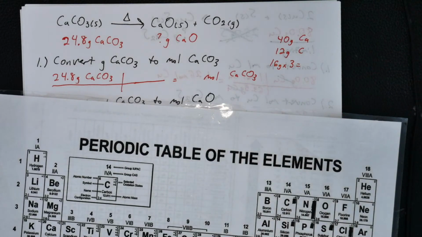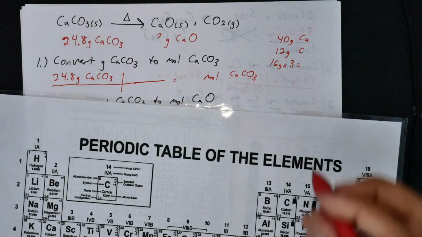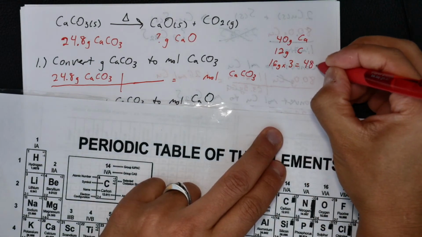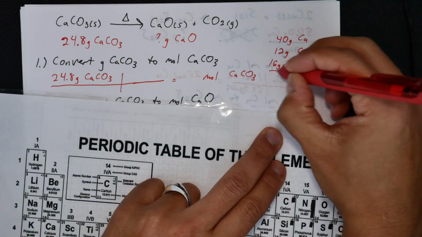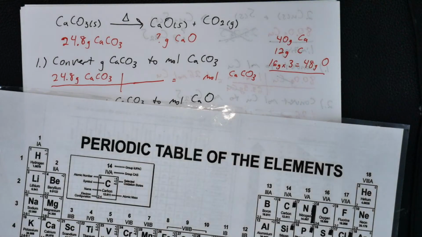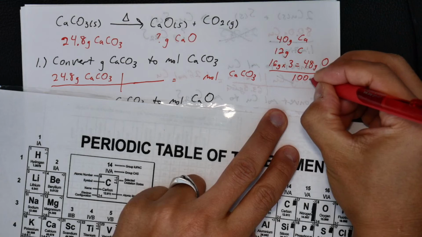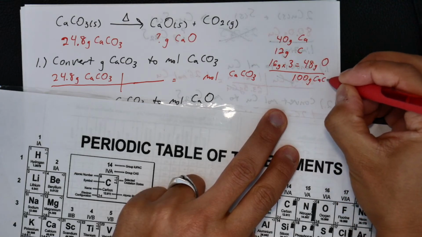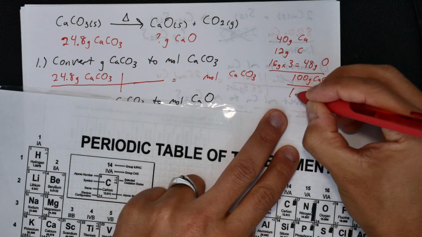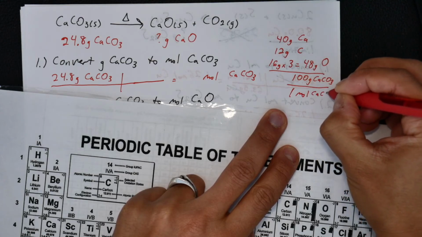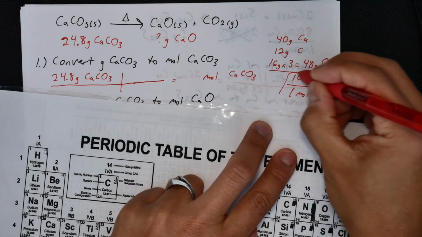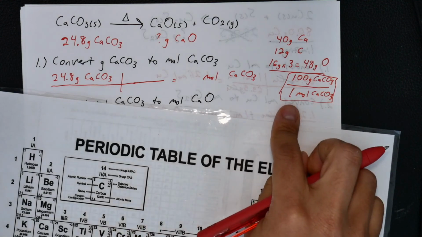So let me do this on my cell phone here real quick. 16 times 3, we get 48 grams for the oxygen. And if you add all these together, so 48 plus 12 plus 40, we get a molar mass of about 100 grams per mole. Okay, so here's our molar mass: 100 grams per mole.